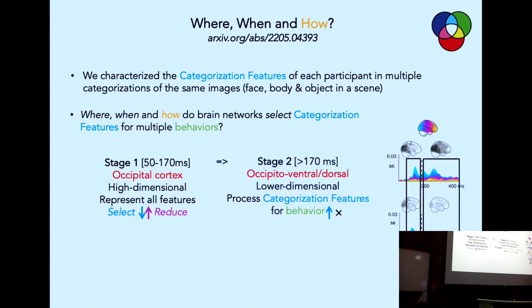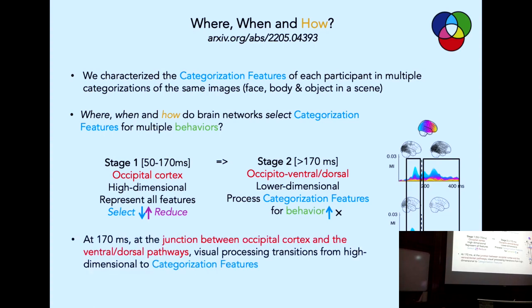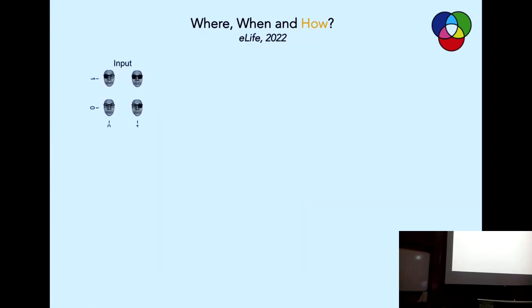In the second stage, the features progress through the ventral and dorsal pathway, as you can see here. It happens past 170 milliseconds. It becomes lower dimensional and focused solely on the features of categorization. So it looks as if at the junction between occipital cortex and the ventral pathway, around 120 milliseconds, visual processing transitions from high-dimensional to categorization features. That is the features leading to behavior. Good. I hope you are still following me.